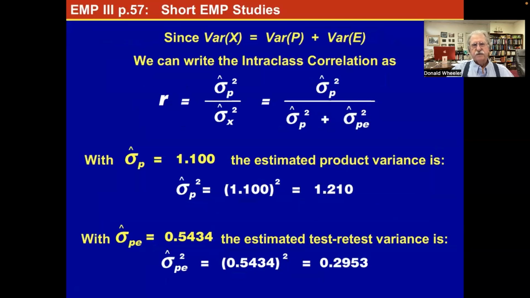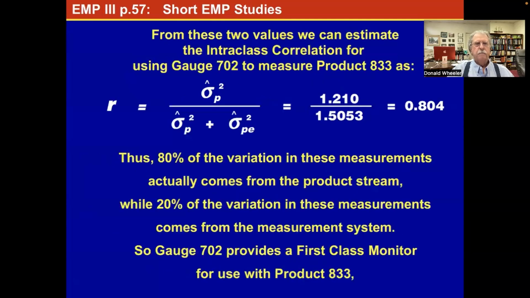Since variance of x is equal to variance of p plus variance of e, we can write the intraclass correlation as sigma p hat squared over sigma x hat squared equals sigma p hat squared over sigma p hat squared plus sigma pure error hat squared. So sigma p equals 1.1 and sigma e equals 0.5434. We square each of these. We form the ratio and sum.